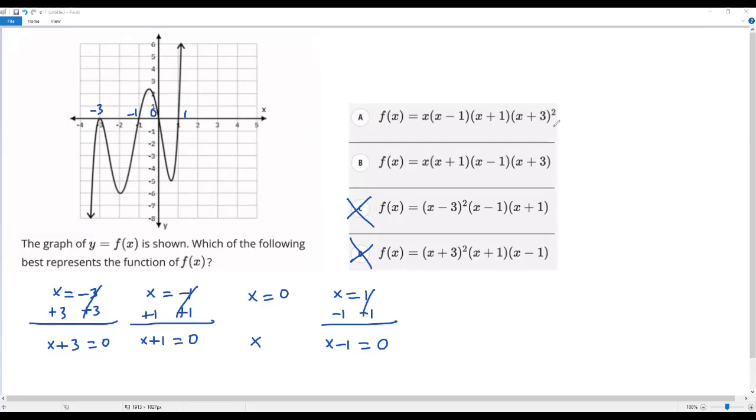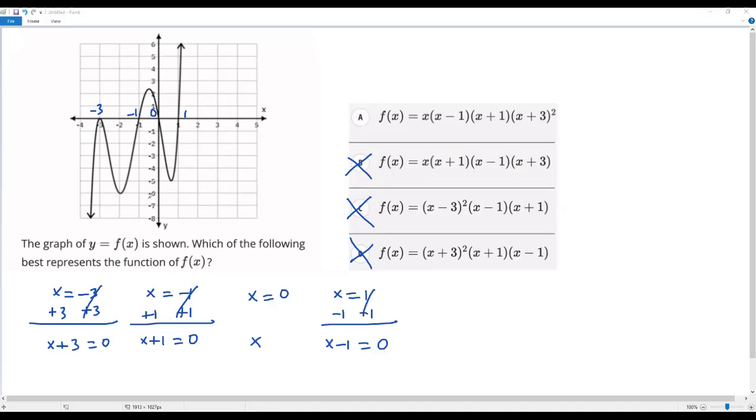In option A, the exponent of the factor x + 3 is 2, which is an even number. In option B, the exponent of the factor x + 3 is just 1. So in option A, we get an even exponent. So this is appropriate for the x-intercept -3. We can reject option B also. Anyway, option A is correct for this question. We can verify the other factors too.